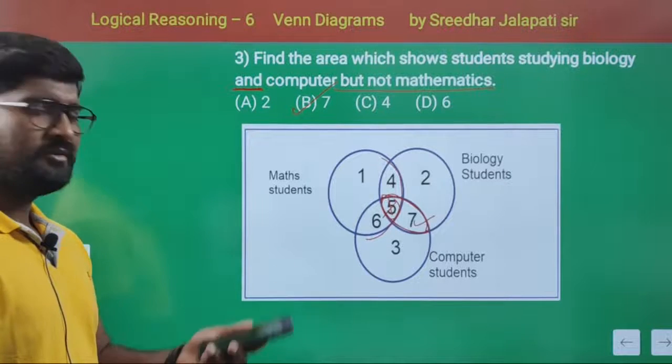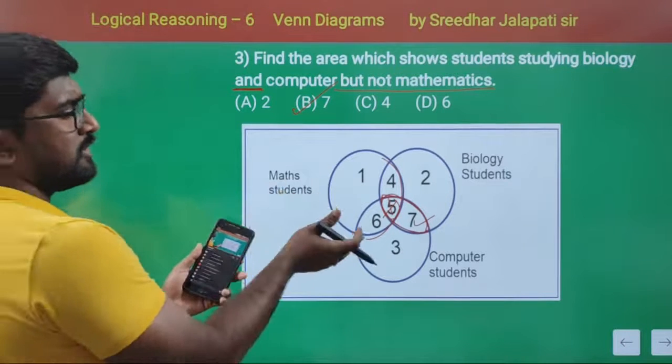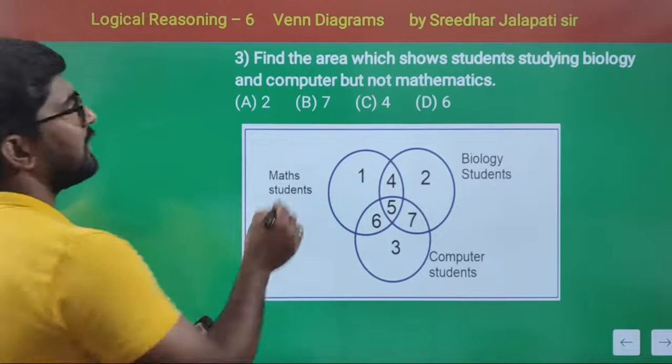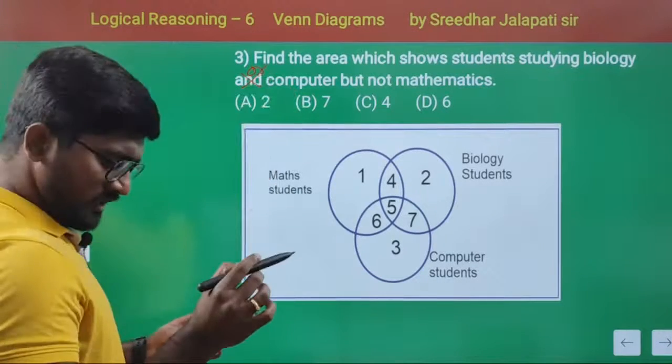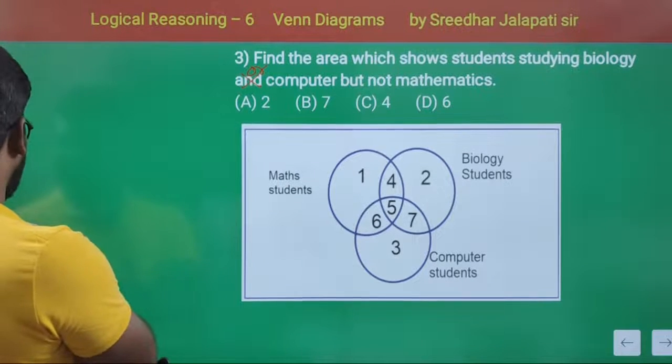Right? Clear? Following? As I said, you just have to follow the diagram and answer the question. Suppose in the same question, if I ask you biology or computer, instead of and, if I say or, what is your answer?